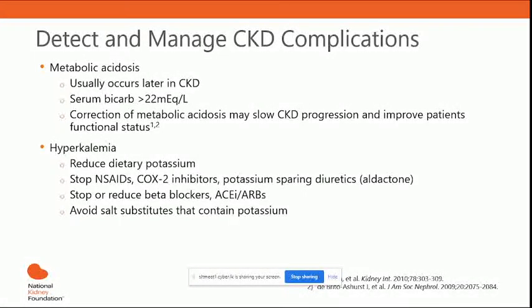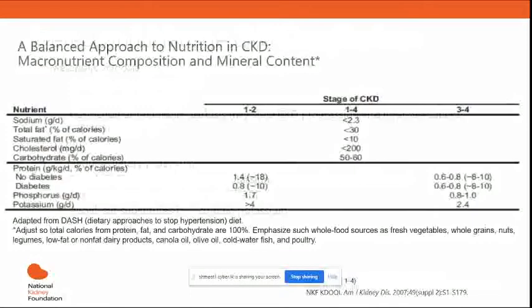And hyperkalemia is another complication when the GFR is declining, particularly in advanced stages. So we have to reduce the dietary potassium intake. Other drugs that could increase the potassium in CKD patients are NSAIDs, COX-2 inhibitors, and potassium-sparing diuretics, and these agents should be stopped. Also the ACE inhibitor and ARB increase hyperkalemia, but we do use them with caution. And we also have to avoid potassium supplements.